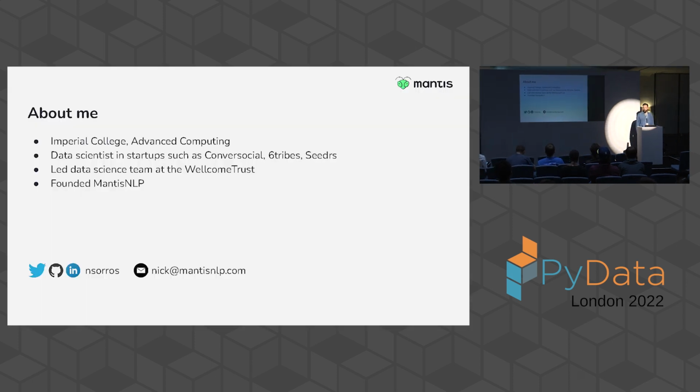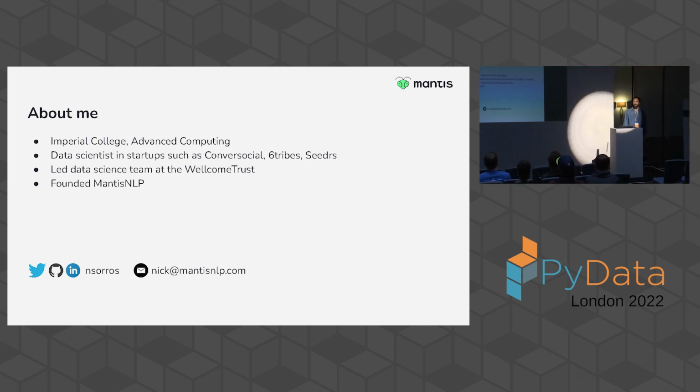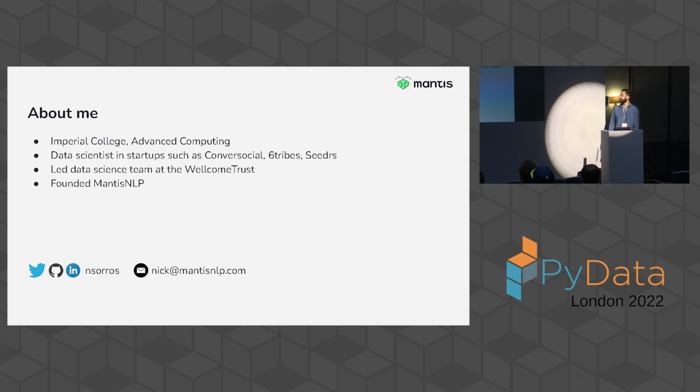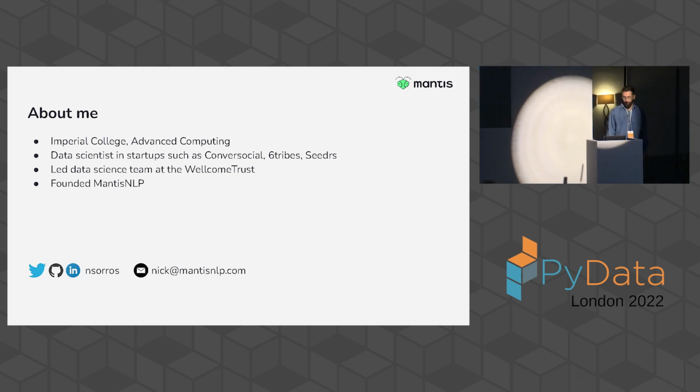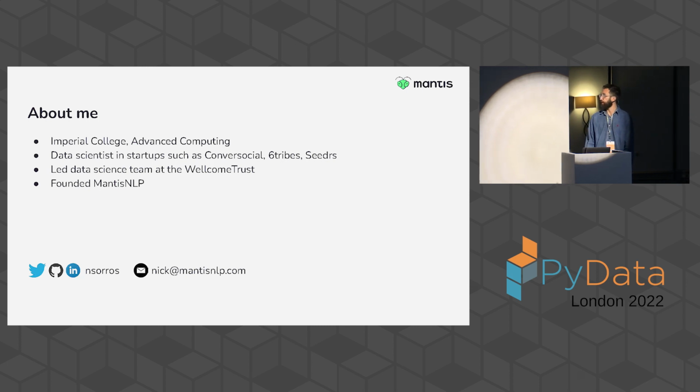Before Mantis, I studied at Imperial College, Advanced Computing. I've worked as a data scientist for a couple of years in some London startups. Prior to Mantis, I was leading the data science team at the Wellcome Trust, which this project was based on. You can also find me with the username Sorros on a couple of platforms: Twitter, GitHub, LinkedIn. And if you're interested, you can also send me an email.